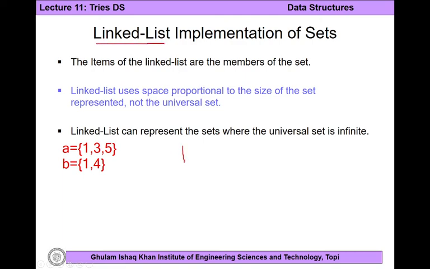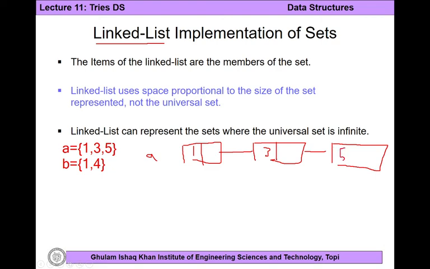So what we will do, for the set A, we will make a linked list having 3 nodes, and the first node will have value 1, the next node will have value 3, and the next node will have value 5. Similarly, the linked list B will represent the set B having value 1 and having value 4 in the last node, right?